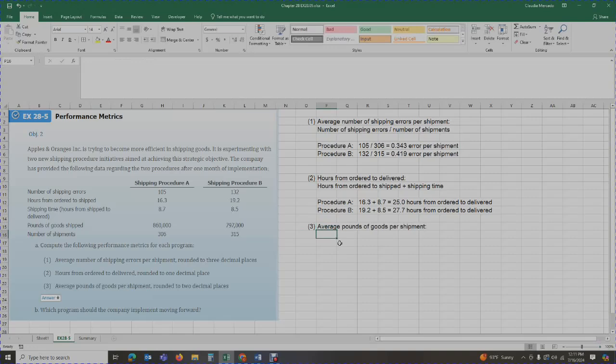Now for the average pounds of goods per shipment, we've got the actual pounds that we shipped. So we're going to get the pounds of goods shipped, and we're going to divide by the number of shipments. We want to know the average pounds of goods per shipment. So basically what they're asking gives you the formula: pounds of goods per shipment, so the pounds of goods divided by the number of shipments. We're going to do this for procedure A and procedure B.